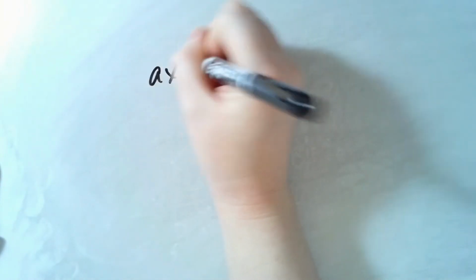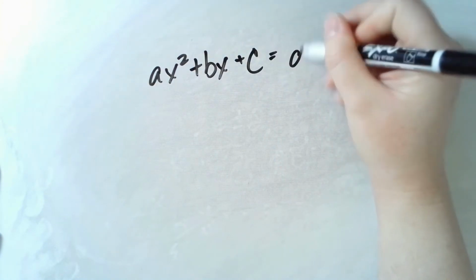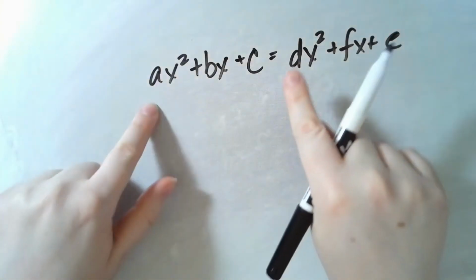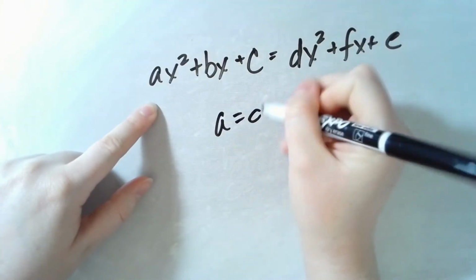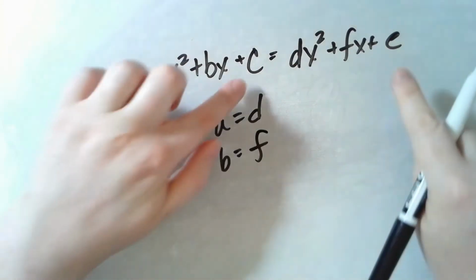So for number 15, to get this problem right, you need to understand that when two quadratics are equal for all values of x, their a values are the same, their b values are the same, and their c values are the same. So what do I mean by that? Ax squared plus bx plus c is equal to dx squared plus fx plus e. A equals d, b equals f, c equals e.